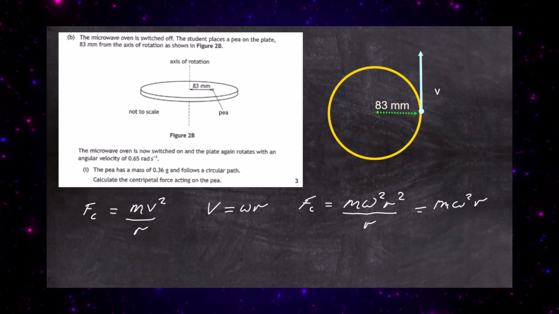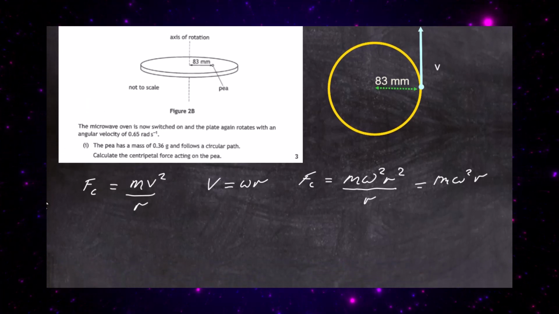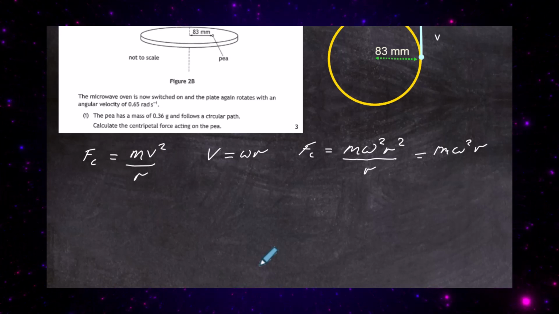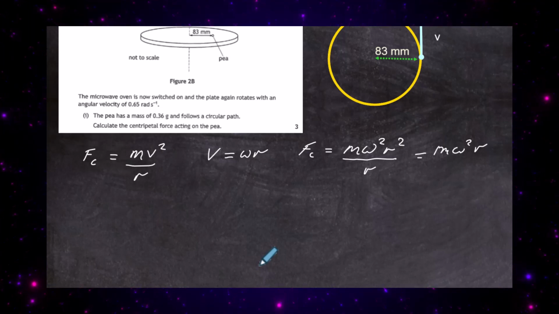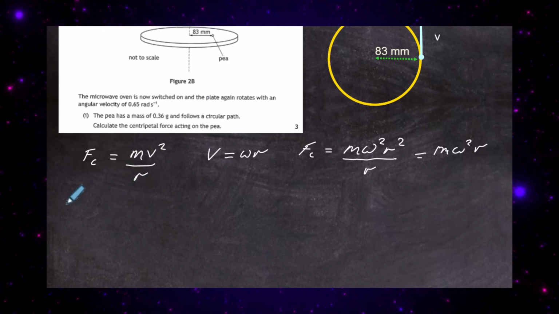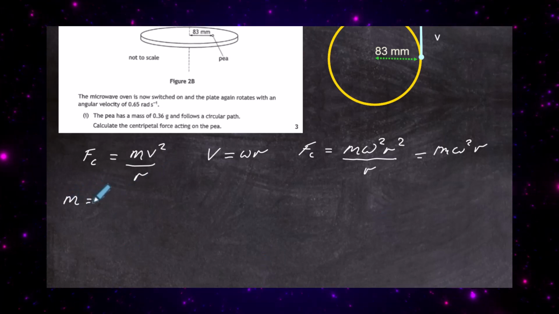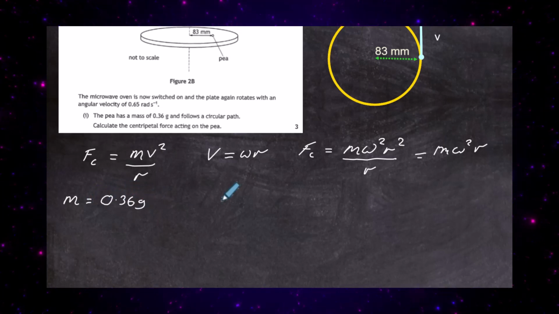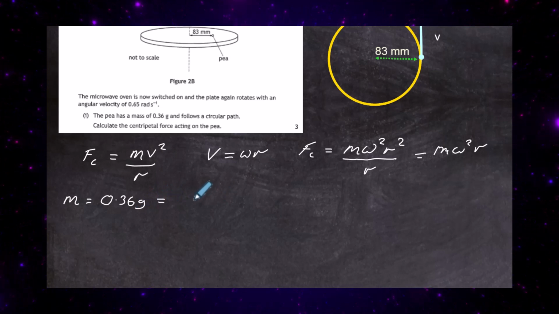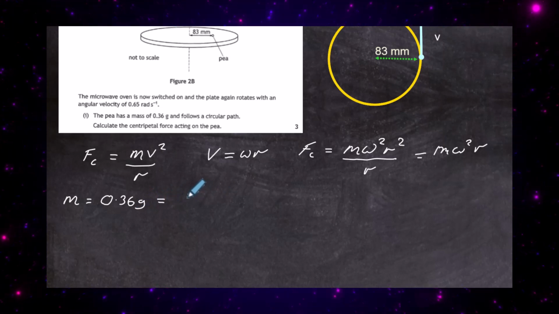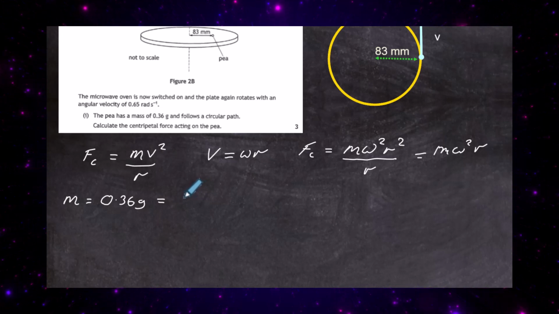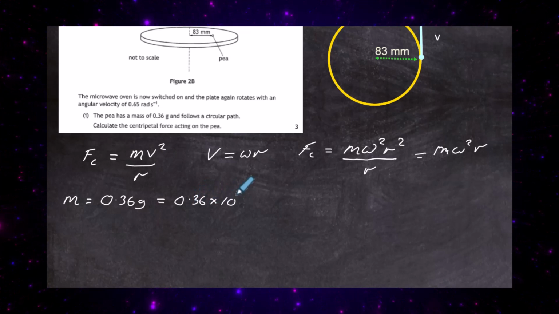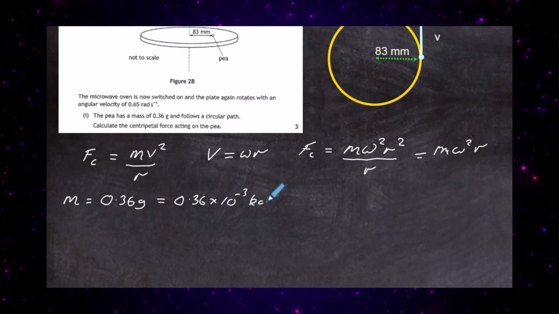Now we know what the mass is, we know what the radius is. All we have to do is plug these numbers in, but we have to be very careful because the quantities are given in terms of grams and millimetres. So for example, the mass of the P is 0.36 grams. To get into kilograms, we have to divide by 1,000, which is the same as multiplying by 1 times 10 to the minus 3. So the shorthand to change from grams to kilograms is to say 0.36 times 10 to the minus 3, and we're into kilograms.